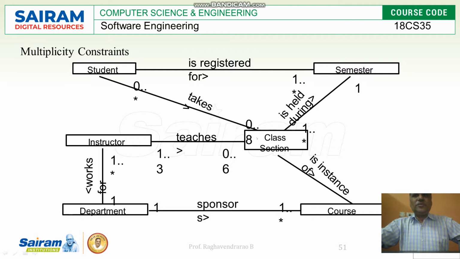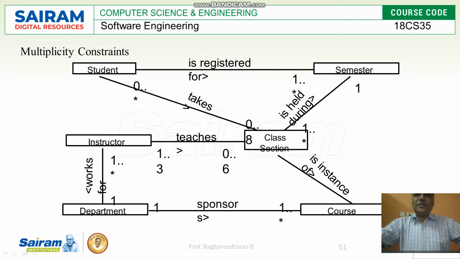Okay, so instructors are going to teach 0 to 6 students. Then class sections will be there, and they are going to teach for them. Then class sections will be held for the duration of the semester. Okay, one semester, one class, that is, sections are going to be present.